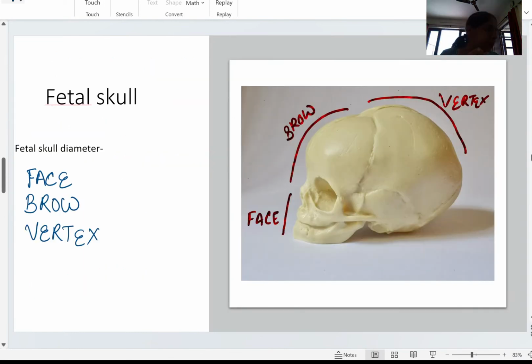Very good. Pelvis is completed. Any query, write down in the chat box.